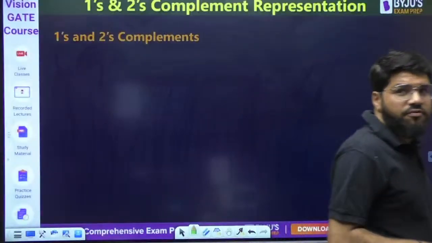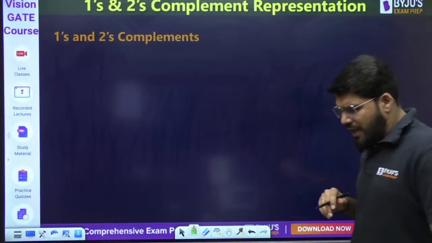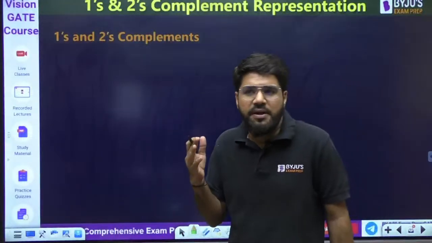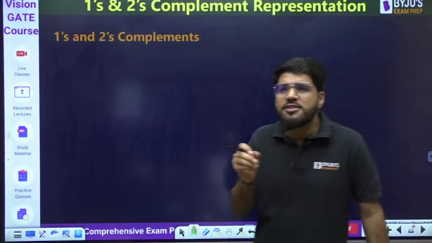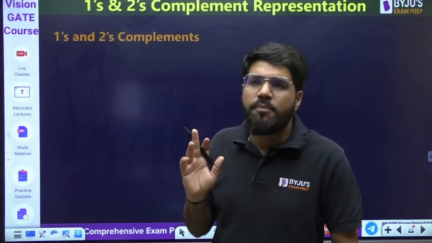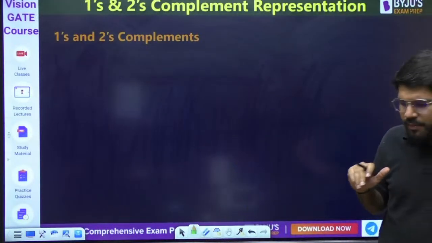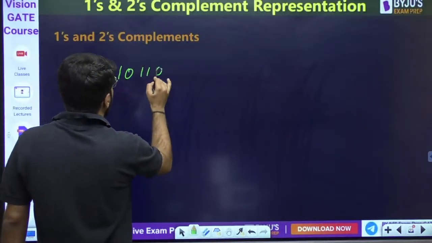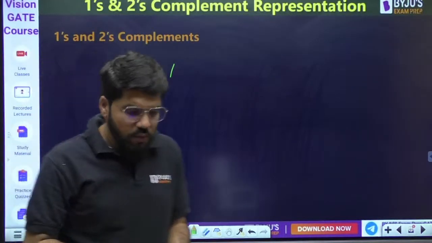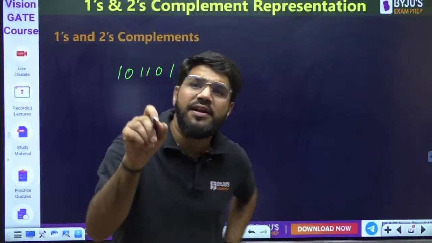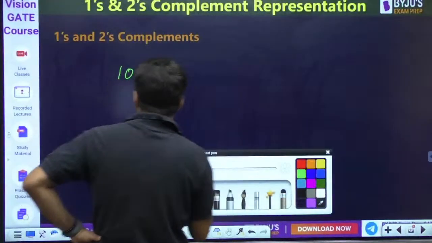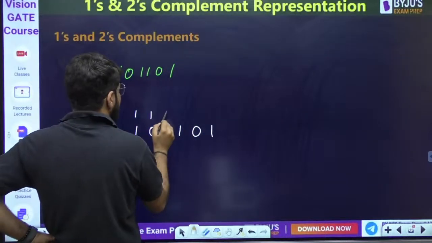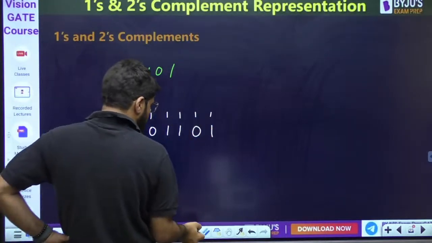Now if I come to 1's and 2's complement, for some time forget what is positive and negative number. Ultimately our goal is the representation of signed numbers, but first let us be comfortable with the calculation of 1's and 2's complement. Now we have learned 9's and 10's complement. If I give you a binary number, say 101101, I want the 1's complement. The shortcut I told you: subtract every digit by r minus 1. What is r minus 1 here? It is 1, because it is base 2.